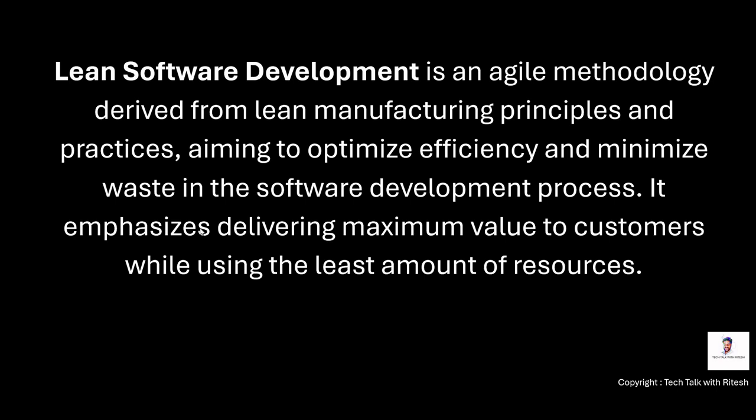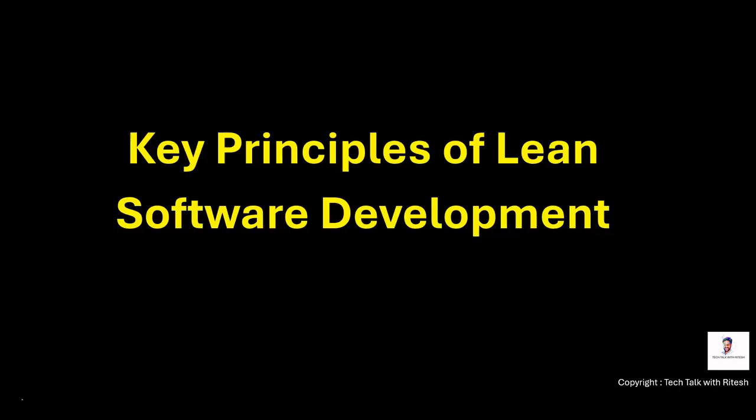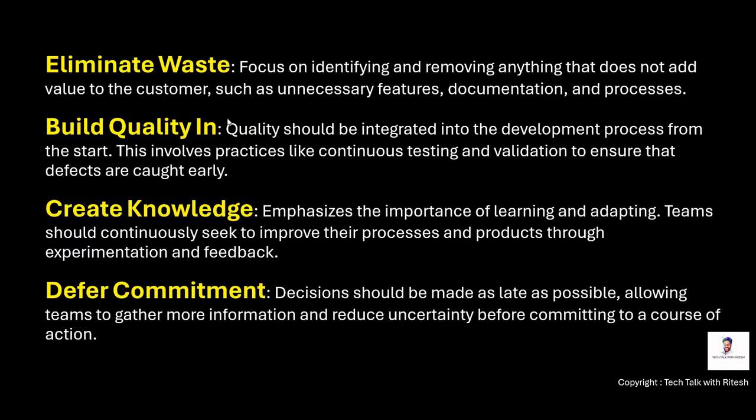Lean software development is an agile methodology derived from lean manufacturing principles and practices, aiming to optimize efficiency and minimize waste in the software development process. It emphasizes delivering maximum value to customers while using the least amount of resources. Let's see the key principles of lean software development.